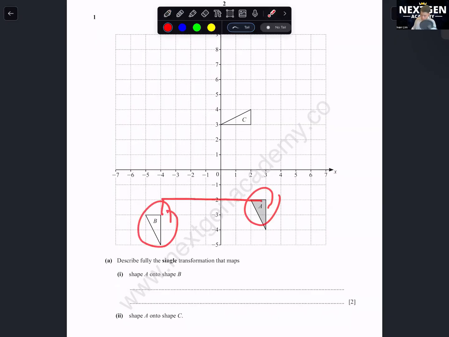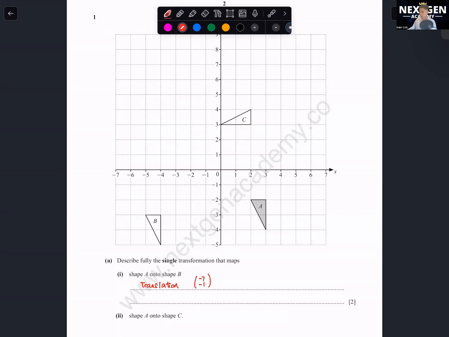What is this? This is the easy one, right? This is a translation, because you just move the shape. Then you move by how many steps? Always start with the X first. So you just take 1 point. 1, 2, 3, 4, 5, 6, 7. So 7 to the left and 1 down. So we'll write it like that: -7, -1.